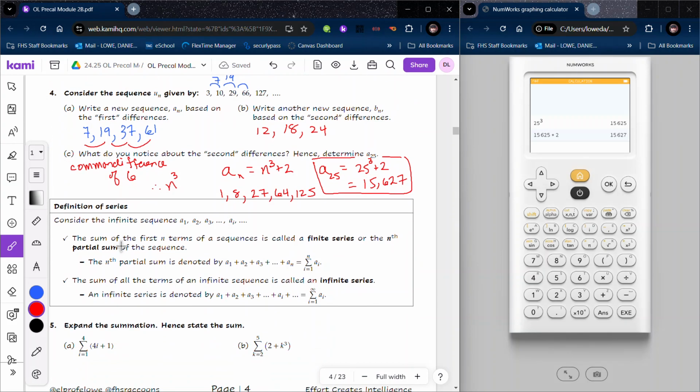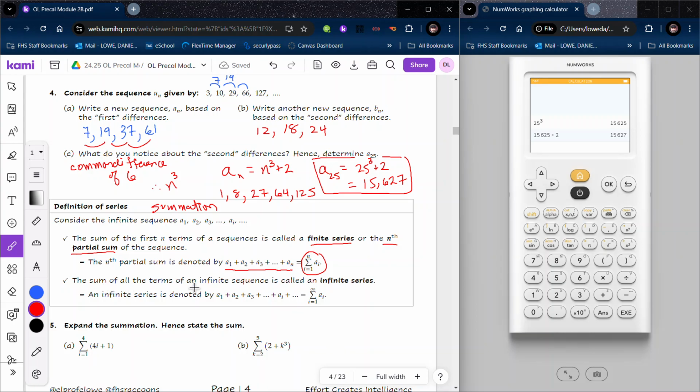Okay? Now, a series. A series is nothing more than a summation. A series we can think of as a summation. So consider the infinite sequence, a sub 1, a sub 2, a sub 3, to a sub i, going on infinitely. If I talk about the sum of the first n terms, we call that a finite series, or the nth partial sum of the sequence, where the nth partial sum is just this summation, and we can use this notation to represent that sum.